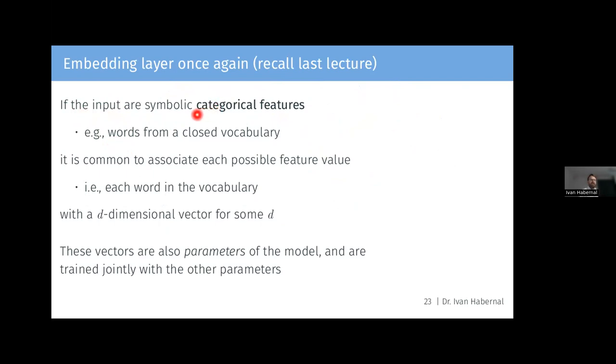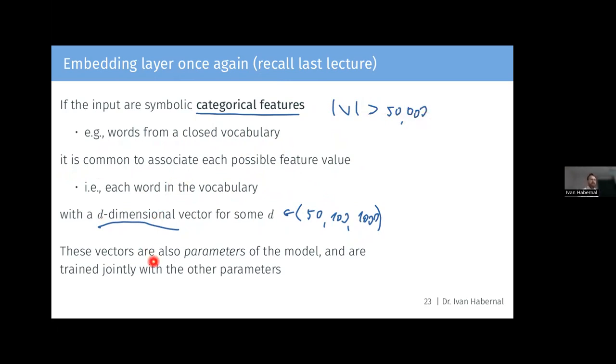So our inputs are categorical features, right? Because we have words and we represent them with one-hot encoding. So they are categorical features, just zeros and one one, and they have no notion of distance and so on. So for example, for words from a closed vocabulary, it is very common to associate each possible feature, so each word in the vocabulary, with a d-dimensional vector for some dimension. So maybe 50 dimensions or 100 or even 1000, but something smaller than the vocabulary, because the vocabulary size is typically bigger than roughly 50,000 words.